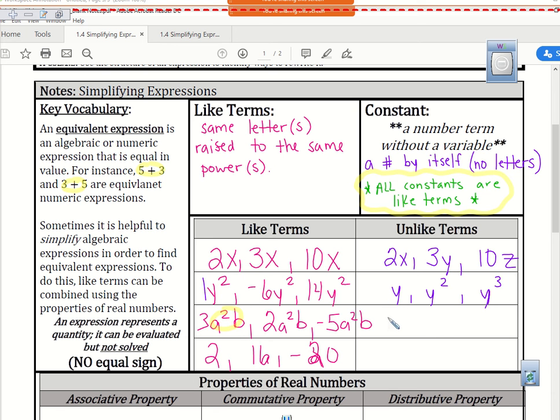Another example, I want you guys to write 4ab squared, negative 7a squared b, and 8ab. Okay. Even though these have the same two letters, the same two variables, each letter is being raised to a different power. Okay, they have to look exactly alike to be like terms.